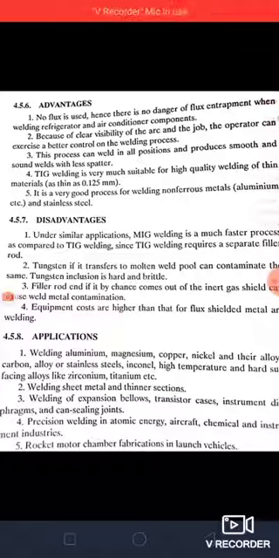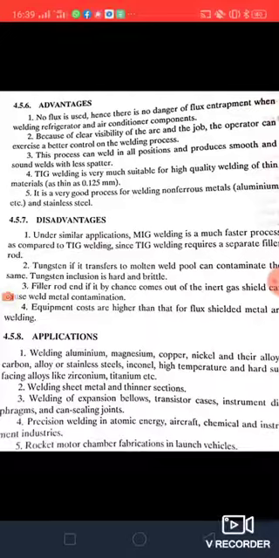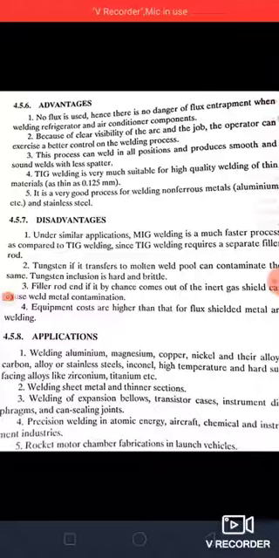Now third, if the filler rod by chance comes out of the inert gas shield, it can create welding metal contamination. So the filler rod should always be under the cloud of inert gas. If it comes out of the cloud of inert gas, then it will form welding contamination. So this type of TIG welding is not suitable for welding at outside welding sites.